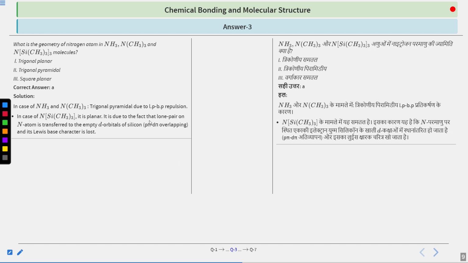Now, where are they donated? They are donated into the d orbital of the silicon, and that results in p pi d pi bonding. So p pi from the nitrogen and d pi from the silicon.